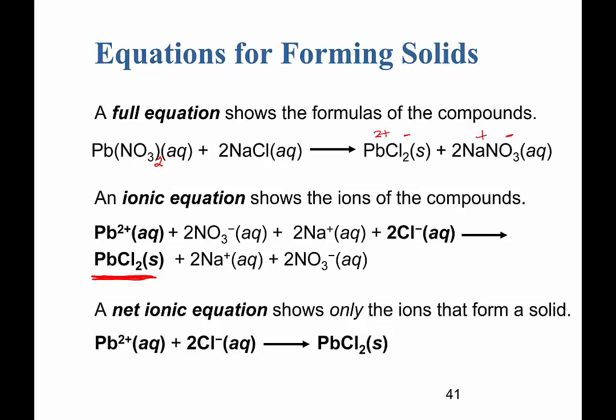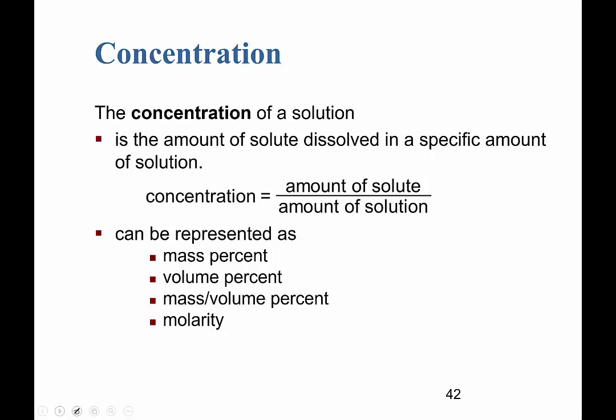Everything's separated into ions. Now the things that are the same on both sides, like my nitrates and my sodiums, those are called spectator ions. And my spectator ions will cancel out because they don't do anything, they just watch. And my net ionic equation is what's left. So the lead and the 2 chlorides making lead chloride. That's how we're going to write total ionic and net ionic equations.